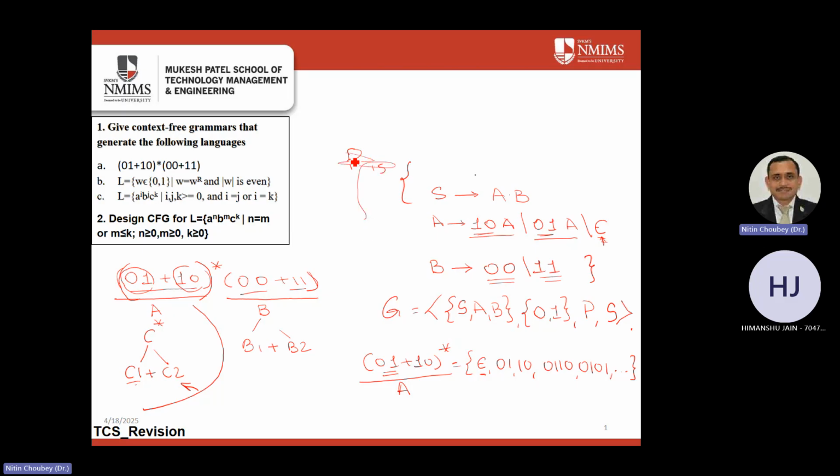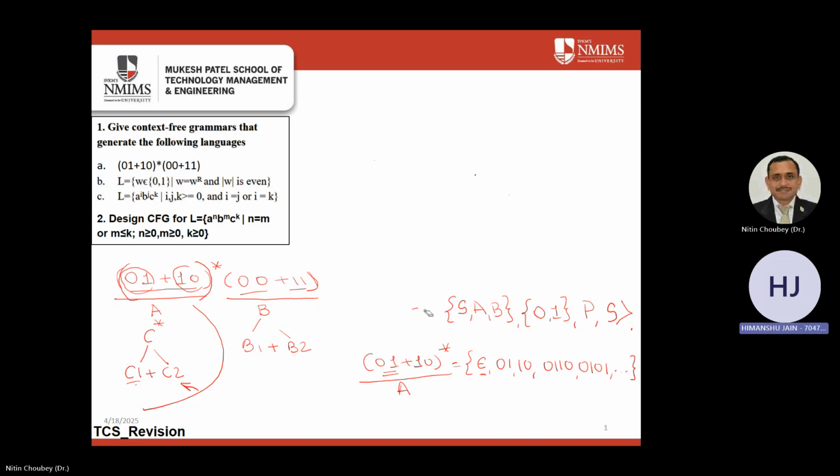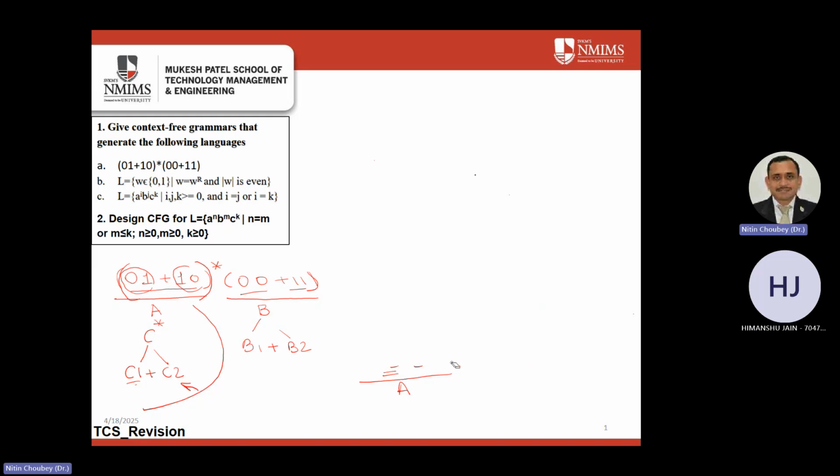Let's go for the second case now. What does it say? Can you please read it for me? The question is: W equals W^R, which means any string having terminal 0 or 1, which gives the reverse order of the other string. W^R we are referring to as the reverse of W, right?